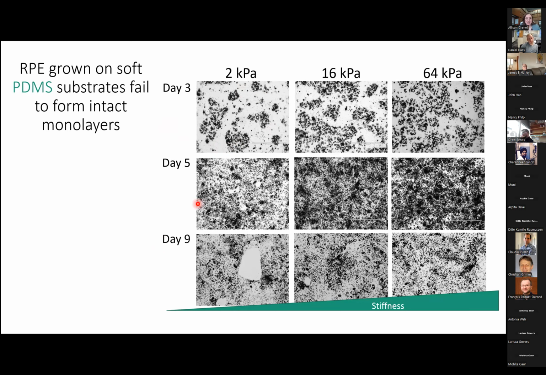At day 5, the cells on the softest substrate never really formed complete, intact monolayers. If you look closely around where my pointer is, there are still some areas where cells have not completely closed in and filled those gaps. These holes just expand and become bigger over time until there are large holes in the monolayer.